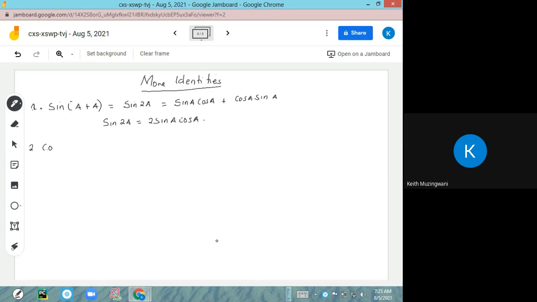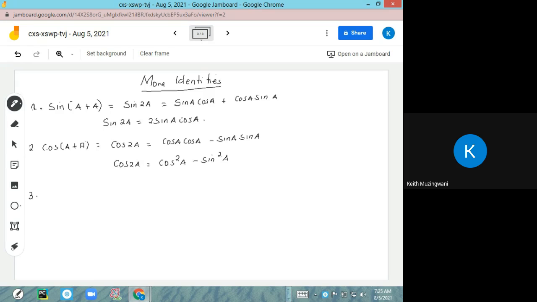If we went to cos A plus A, then obviously it is just the same as cos 2A. What is it next? Next, it will be cos A cos A minus sin A sin A, so that cos 2A is equal to cos times cos, which is cos squared A, minus sine squared A. This is an identity.